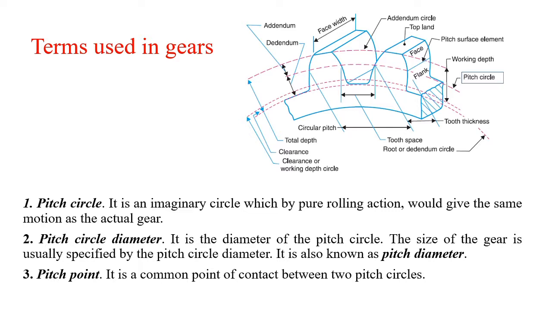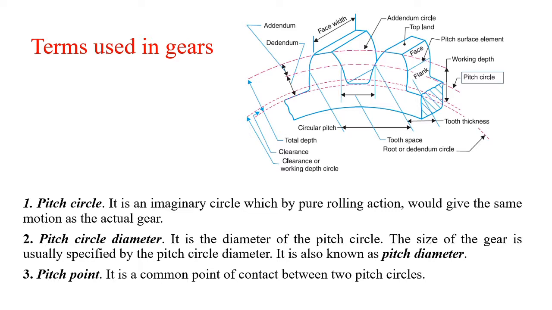Second, pitch circle diameter. It is the diameter of the pitch circle. The size of the gear is usually specified by the pitch circle diameter, as I have already told you. It is also known as the pitch diameter. This pitch circle diameter is very important in designing of the gear. So remember this pitch circle diameter.